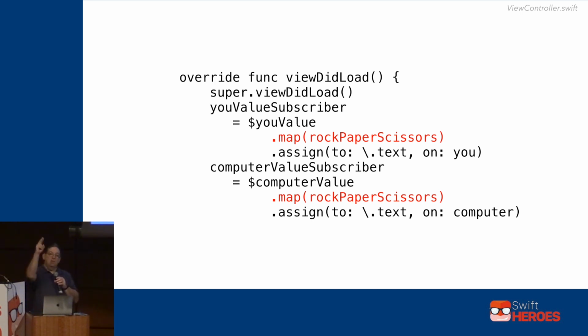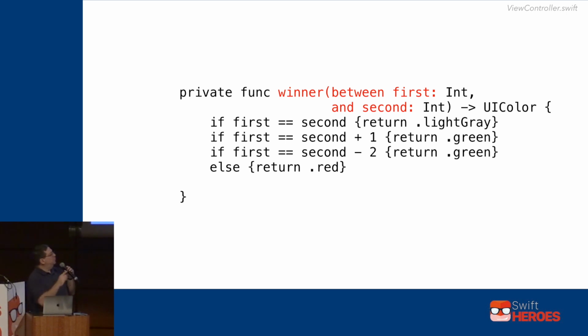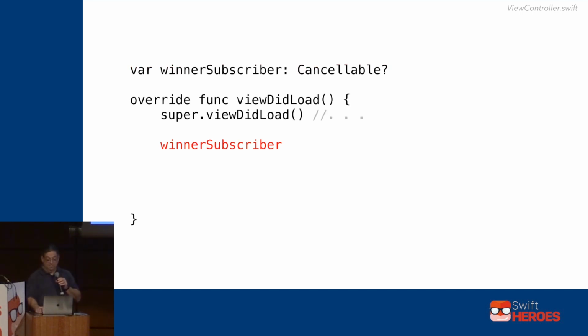And now the second part is how do we color the screen to figure out who won? So I need a function that figures out who won. And this function takes two ints in and returns a UIColor. So if the first is the same as the second, I return the light gray that you saw. Now there are two ways for me to win. The first is I could be one more than the other person, and so in rock, paper, scissors, paper beats rock, scissors beats paper, but then you have to wrap around, and that's the second one that says rock beats scissors. And then finally, if you didn't tie and you didn't win, then you lost and you return red. So I have a winner subscriber.